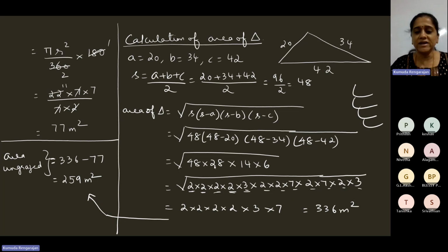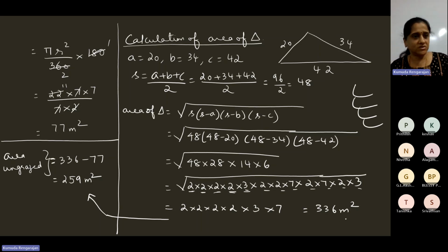You can think of 48 as 6 8s are 48 also. What is 6? 2 into 3. What is 8? 2 into 2 into 2. Use any tables and break down the numbers. You can think of 28 as 7 into 4 or 14 into 2 also. Anything. So 14 should be further written as 2 into 7, like that. The rest is very easy for you to understand.